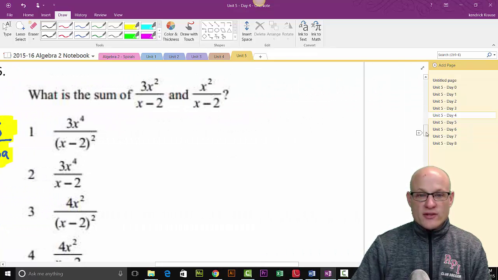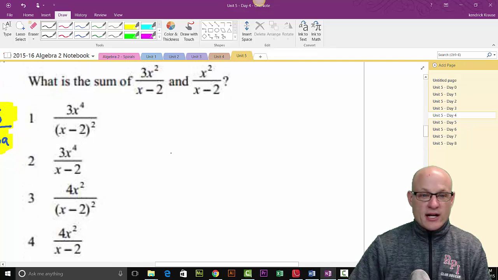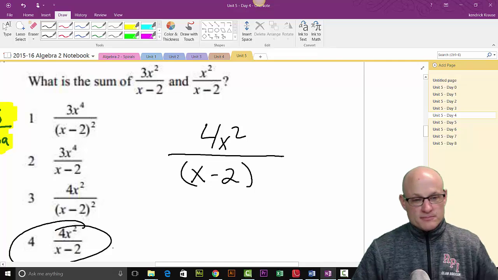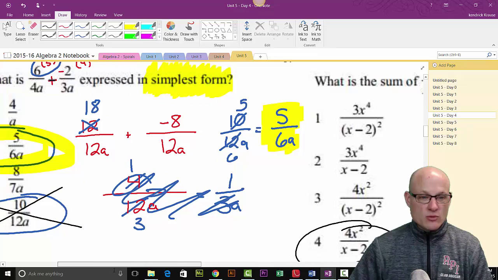All right, so what's the sum of these? Well, I already have a common denominator. My common denominator is x minus 2. Keep it in parentheses so you don't do anything stupid. And in the numerator, I add those together and I get 4x squared. Wow. Tough problem. All right, let's keep moving on. Moving and grooving.